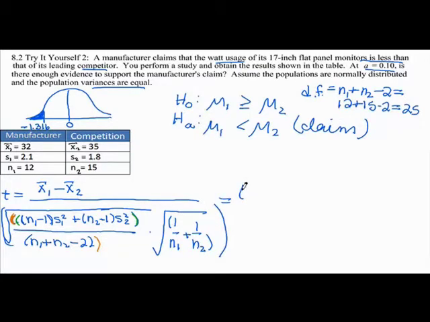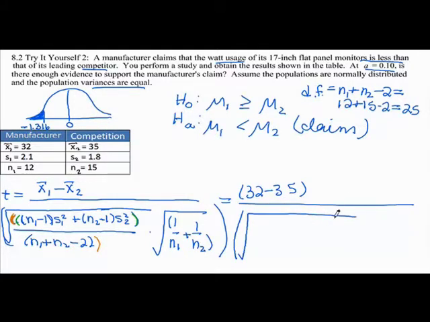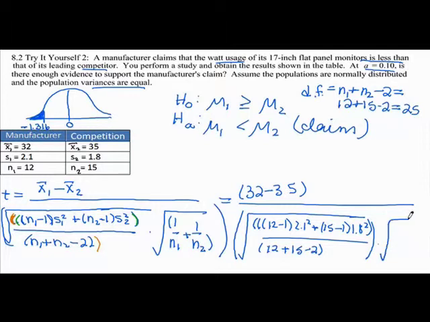And so to plug our numbers in, we're going to have 32 minus 35 for the numerator, divided by, and then you're going to do a parentheses, and then a square root, parentheses, parentheses, parentheses, 12 minus 1, close parentheses, 2.1 squared plus, open parentheses, 15 minus 1, close parentheses, 1.8 squared, close parentheses to get that numerator done there, divided by, and then you've got your 12 plus 15 minus 2, close parentheses, to get that square root closed, and then we're going to do times the square root of, open parentheses, 1 over 12 plus 1 over 15, close parentheses, and then close parentheses for the whole thing.